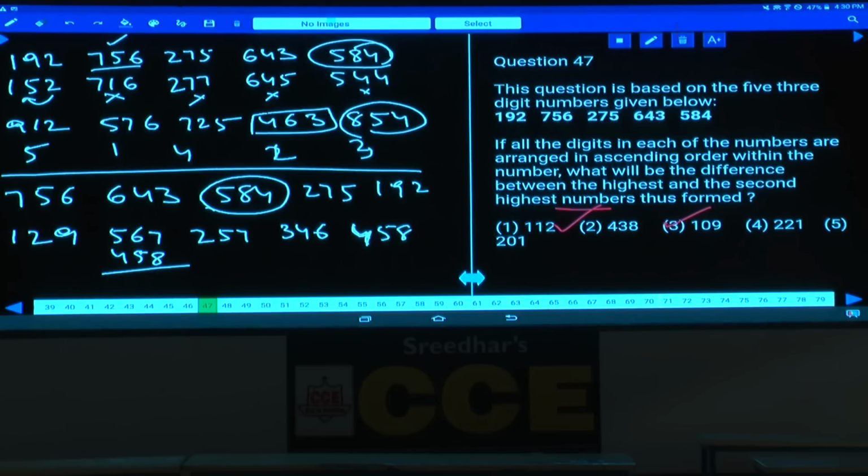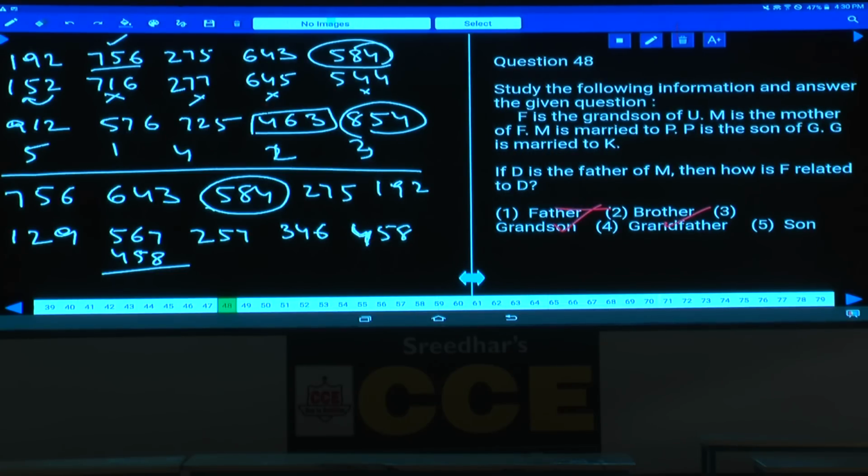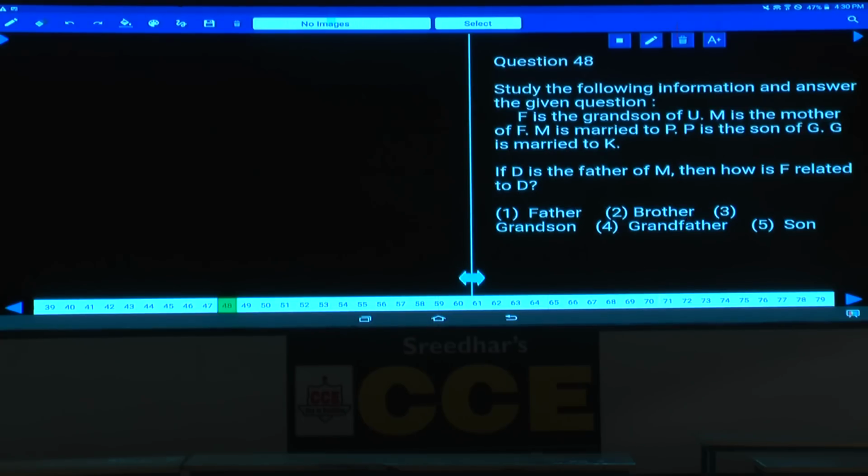Now this is about 46 and 47, then 48 and 49. Now in this 48 and 49, F is the grandson of U. Tell me how many possibilities do we have? F is the grandson of U.